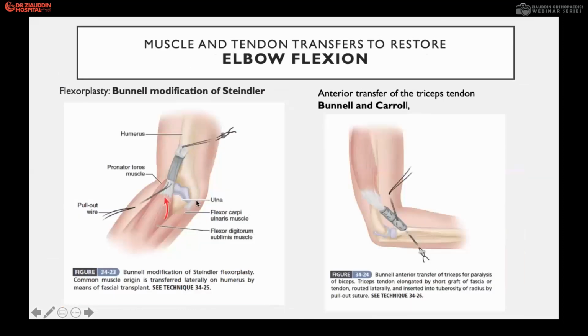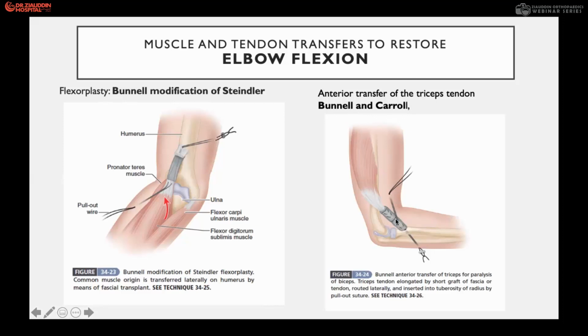This is the flexorplasty by the Steindler method. The common origin of the flexor is detached from the medial epicondyle and the medial condyle. With the graft, it is extended and the tendon inserted transmuscularly. Attachment is done in the anterior humerus, the anterior shoulder area. That is called the Steindler process, and with modification because of this correction, it is called the Bunnell modification. It is called flexorplasty. Then there is the anterior transfer of the triceps, called the Bunnell and Carroll transfer.